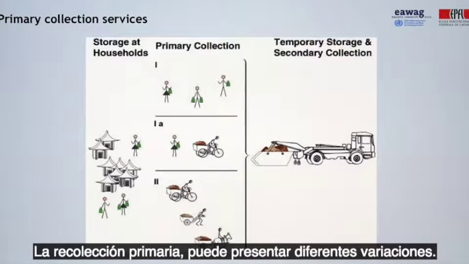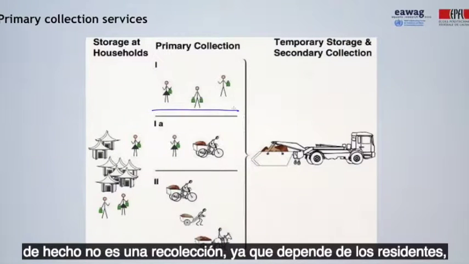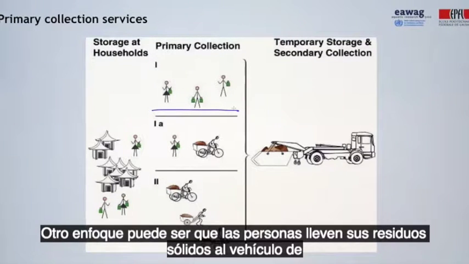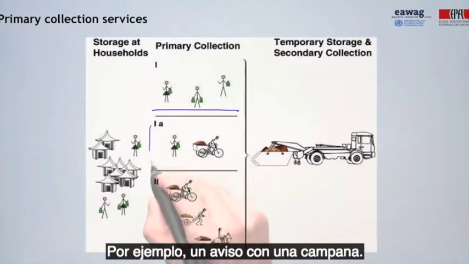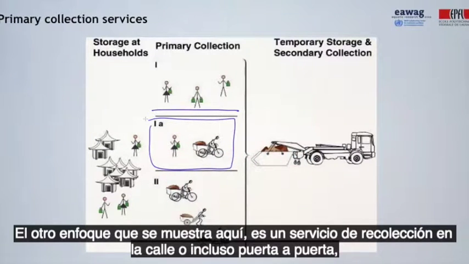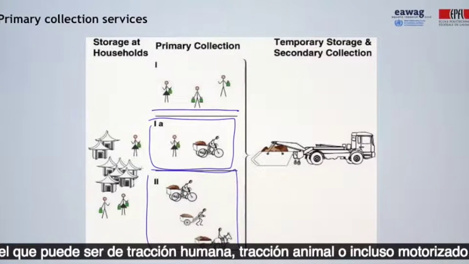Primary collection can have different variations. The first is shown here, actually not a collection as it relies on the residents themselves bringing the waste to the collection point. Another approach can be that the people bring their waste to the collection vehicle when summoned, for instance, by a bell. The other approach shown here is a curbside service, or even door-to-door service, by a primary collection service using a simple collection vehicle which can be human-powered, animal-powered, or even motorized.